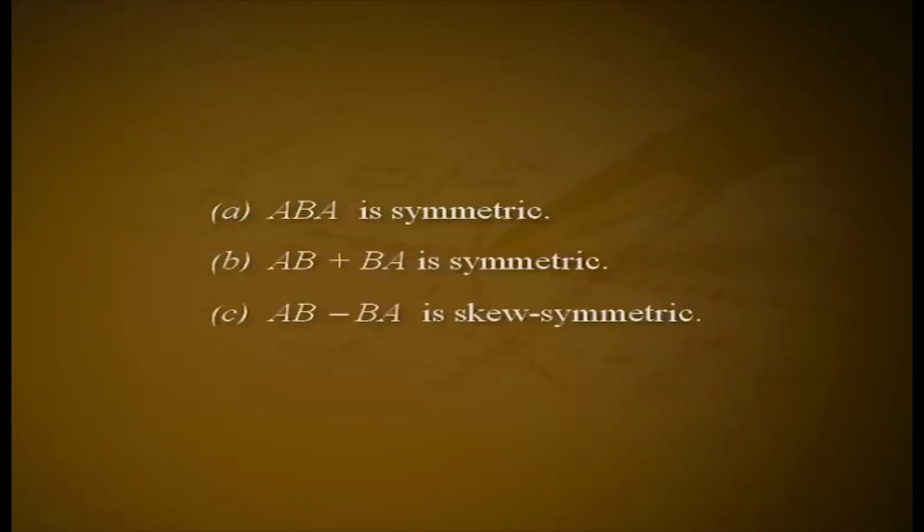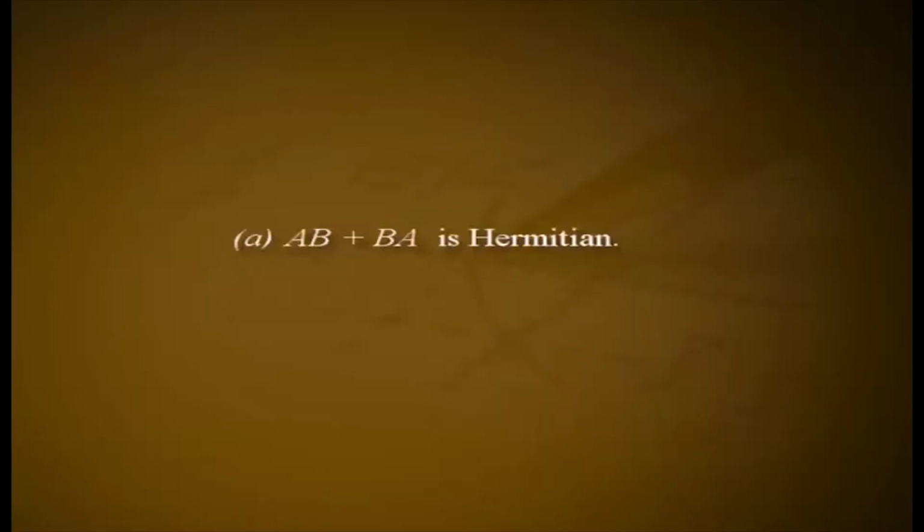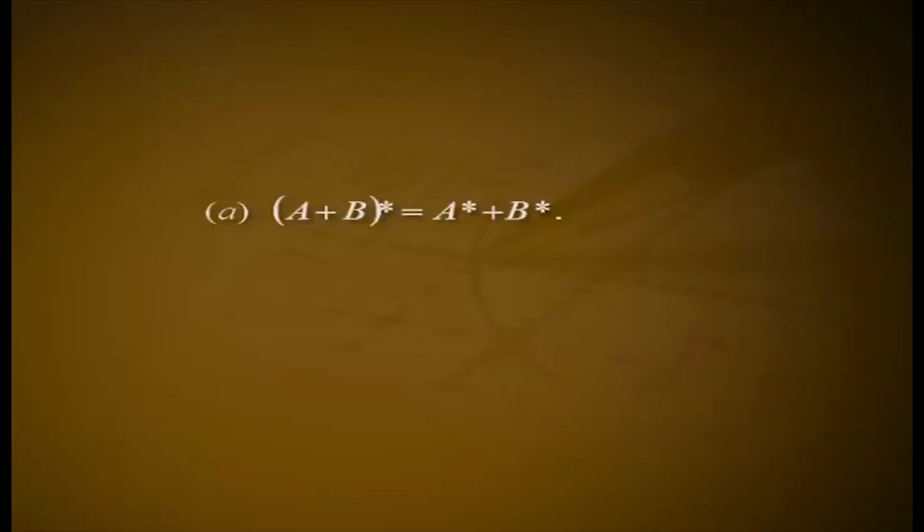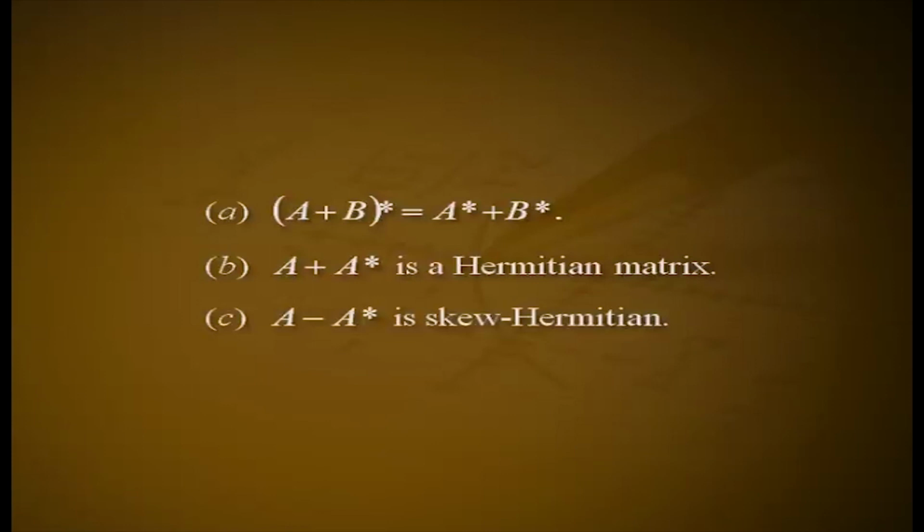Results: 1. If A and B are symmetric matrices of the same order, then ABA is symmetric, AB plus BA is symmetric, AB minus BA is skew symmetric. 2. If A and B are Hermitian matrices of the same order, then AB plus BA is Hermitian, AB minus BA is skew Hermitian. 3. If A star and B star are the conjugate transposes of square matrices A and B of the same order respectively, then A plus B star is equal to A star plus B star. A plus A star is a Hermitian matrix, A minus A star is skew Hermitian. Proofs of the above results are left as assignments.